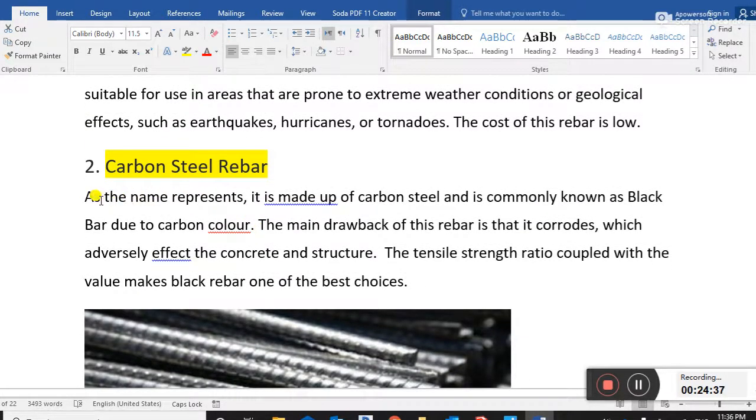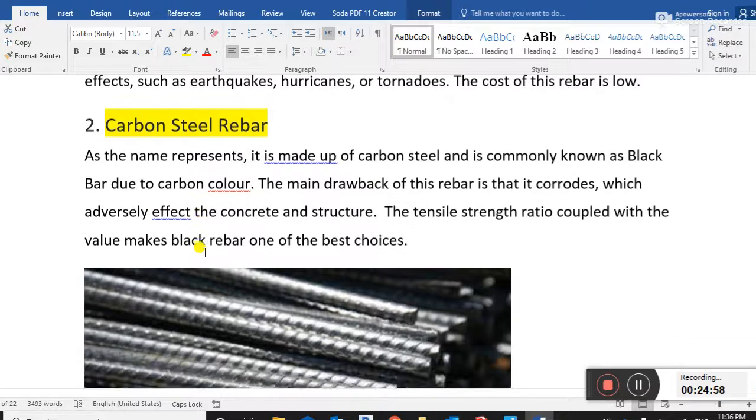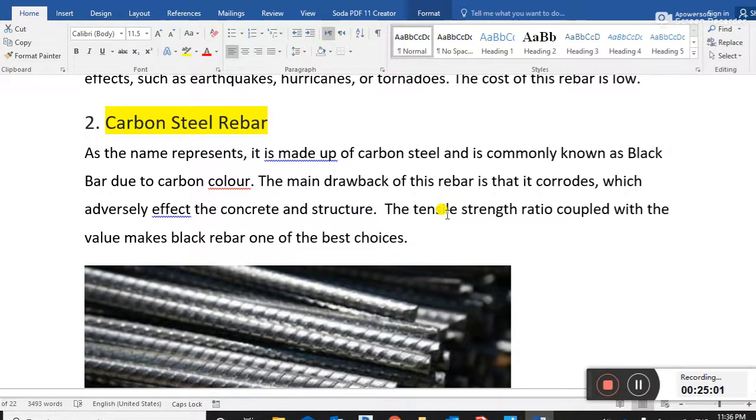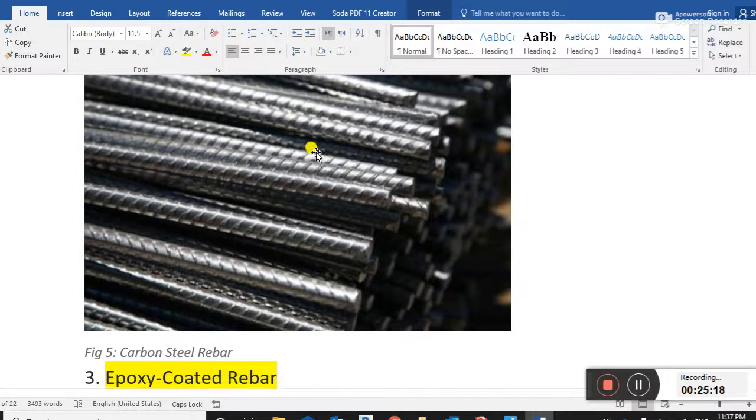Carbon steel rebar, as the name represents, is made up of carbon steel and is commonly known as black bar due to the carbon color. The main drawback of this rebar is that it corrodes, which adversely affects the concrete and the structure. The tensile strength ratio could make black rebar the best choice. Carbon steel rebar is not of good quality and is not commonly used in construction because it corrodes.